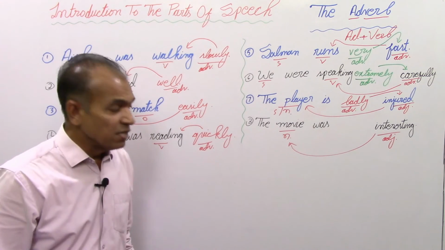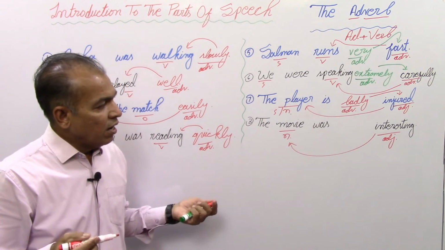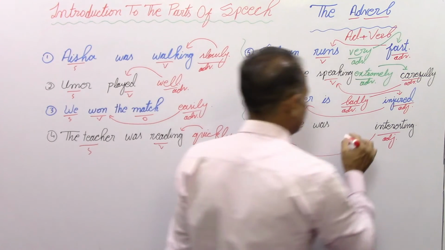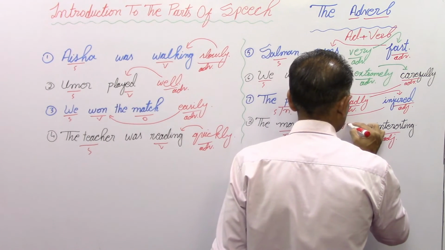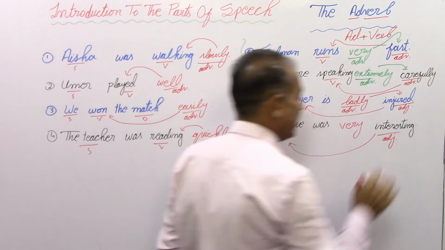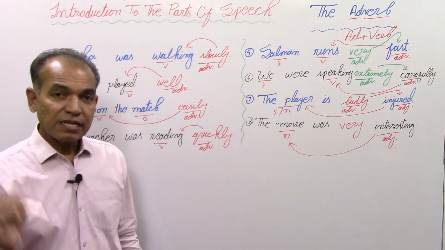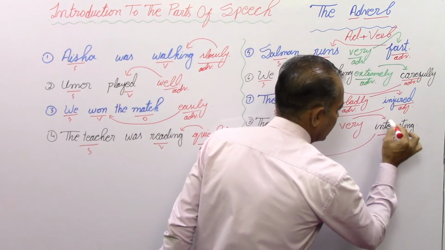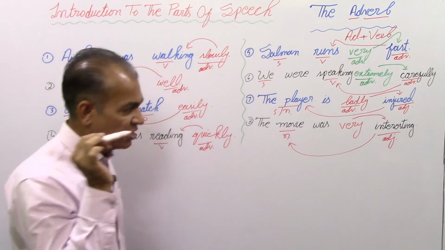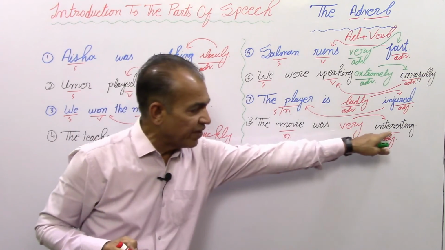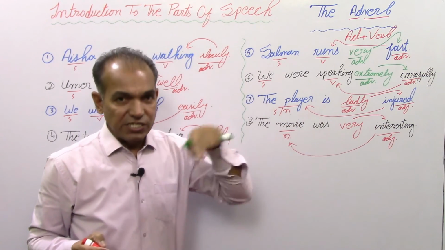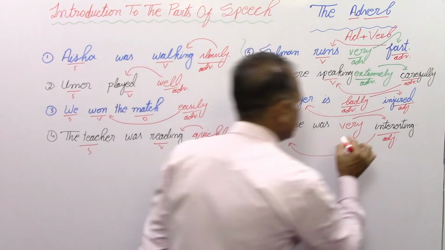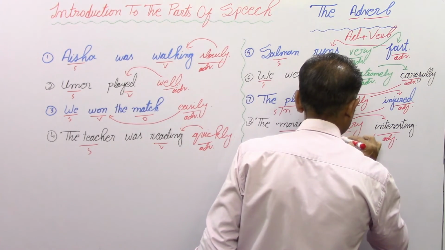Now the movie was interesting. Now, how much interesting it was? For example, we say the movie was very interesting. So guys, you can see that this word very has added something to the meaning of interesting. It means it has modified interesting, which is an adjective. So the word that modifies an adjective is called adverb.